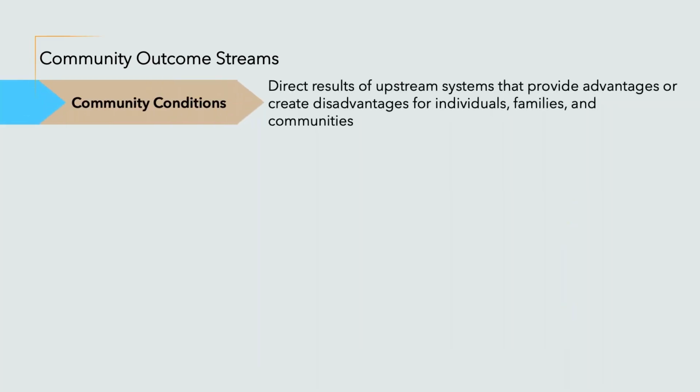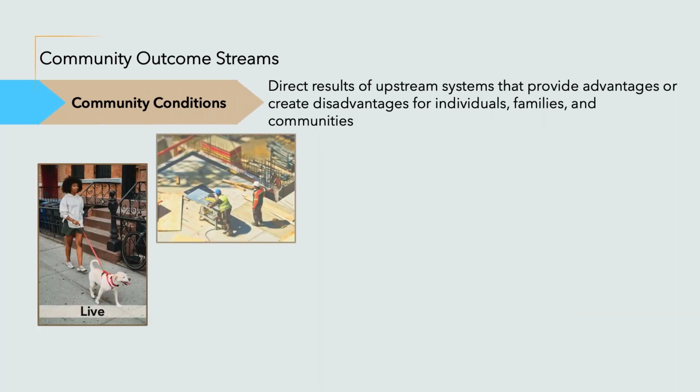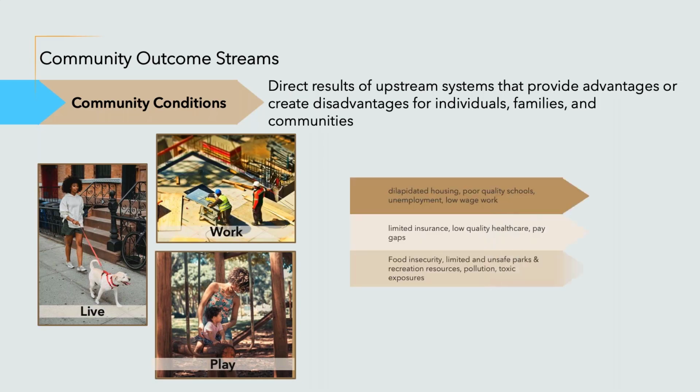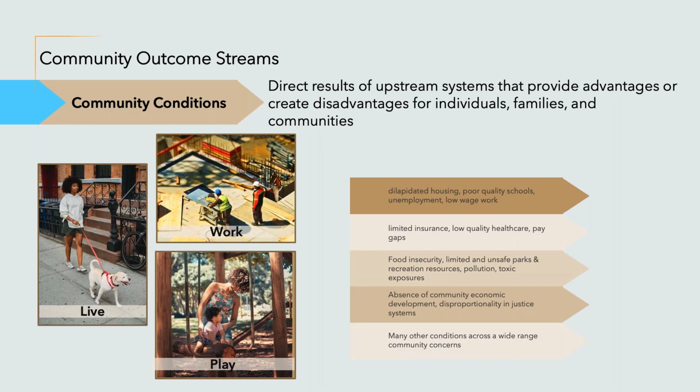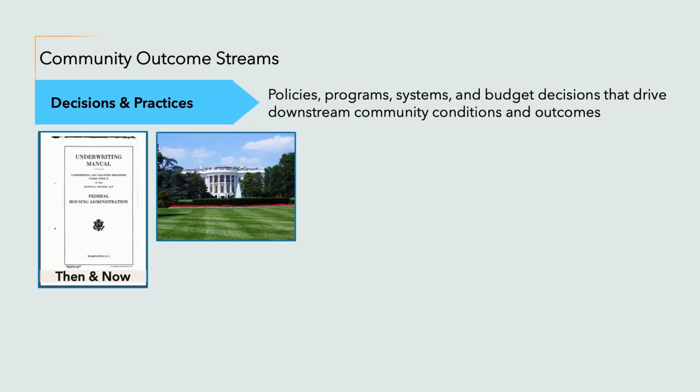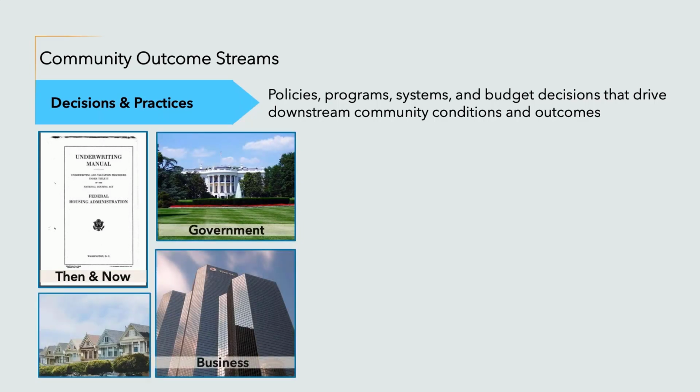Community conditions are the circumstances surrounding individuals, families, and communities where they live, work, and play. Community conditions include circumstances like access to quality health care, to education, to parks and recreation, housing and environmental conditions, and many other conditions across a range of concerns. And decision practices are the policies, programs, systems, and budget decisions that influence the circumstances surrounding individuals, families, and communities, impacting how they fare. And these include historic and contemporary practices and decisions by governments, businesses, and communities.